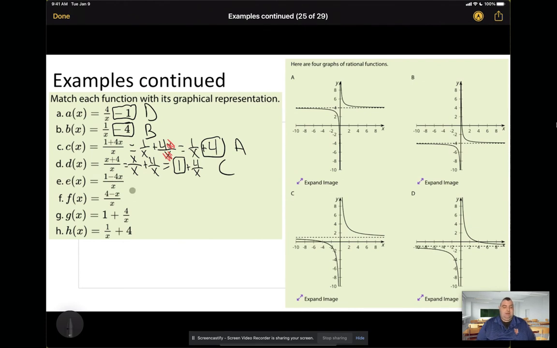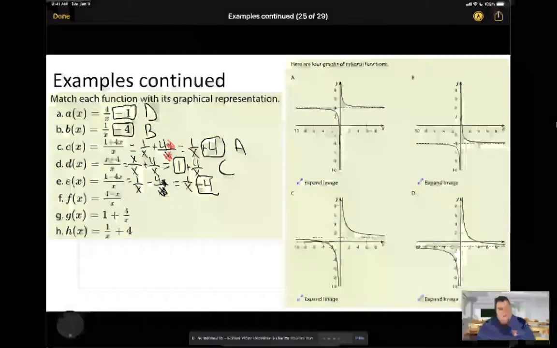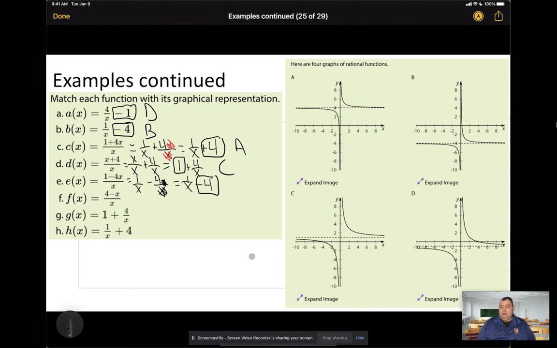E, we need to separate out. So if I separate this out, that's going to be 1 over x minus 4x over x. This first one can't be simplified, so 1 over x. This one, I can cancel the x's out. So I have 1 over x minus 4. So my constant term is -4. So which one had the horizontal asymptote at -4? That was B. So function E matches with graph B.